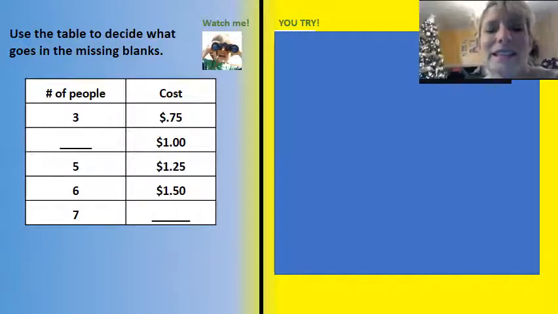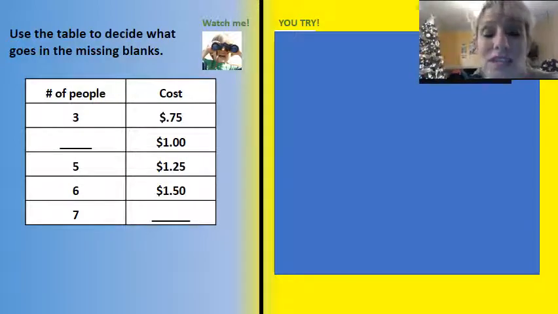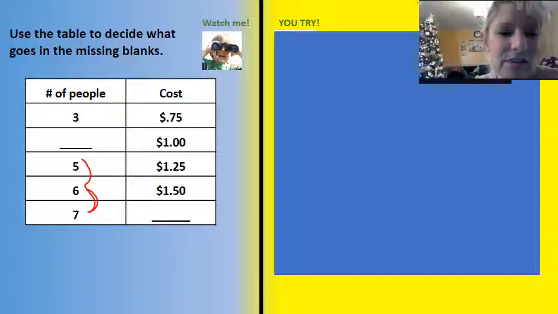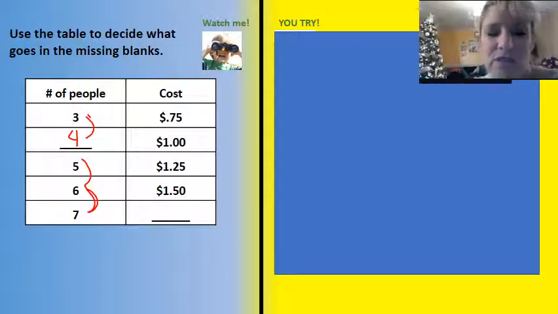All right. This is the last section we're going to do, and this is using a table in order to find out what goes in the blanks. Notice very carefully here, I have 3 people and it costs 75 cents. All right, they're getting into a function and it costs 75 cents. Notice I've got 2 different patterns going on here. I see that I have 5, 6, 7, and I have a 3 right here. I can tell that it goes 3, 4, 5, 6, 7. So there's a separate pattern going on this side, and then there's an additional pattern going on the other side.